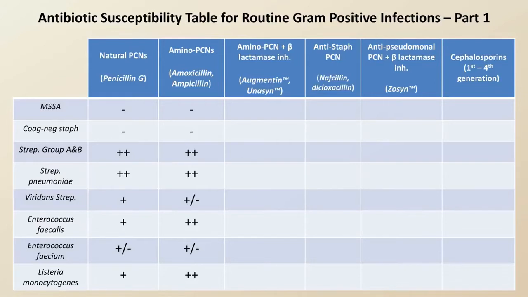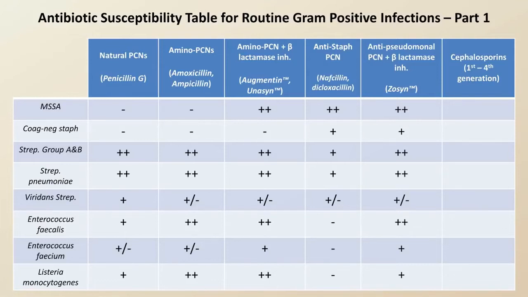When an aminopenicillin is combined with a beta-lactamase inhibitor to create either Augmentin or Unasyn, good MSSA coverage is now added. The anti-staph penicillins, nafcillin, oxacillin, and dicloxacillin are next, and as you might have guessed, have excellent MSSA coverage and fair coag-negative staph coverage. Although there is some strep coverage, one would not use an anti-staph penicillin for an infection known to be caused by streptococcal species, as there are better beta-lactam options for that. The combination of an anti-pseudomonal penicillin and beta-lactamase inhibitor, as seen with Zosyn, provides broad gram-positive coverage of just about everything except viridans strep.